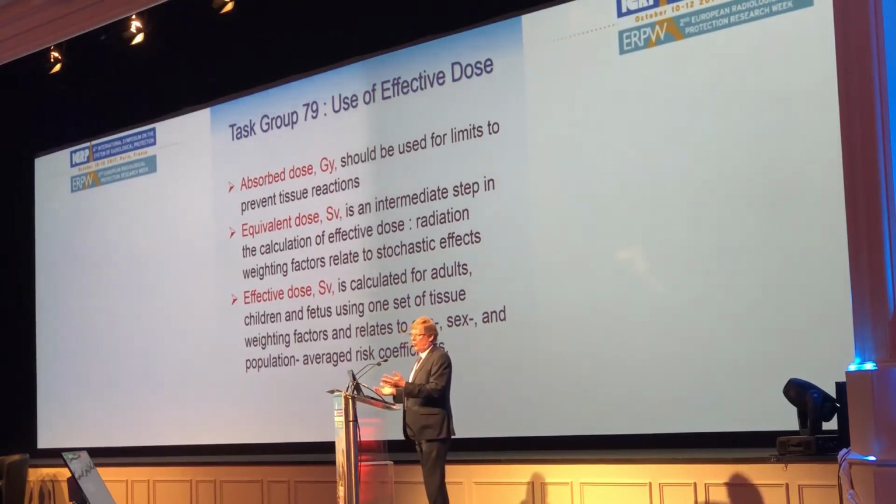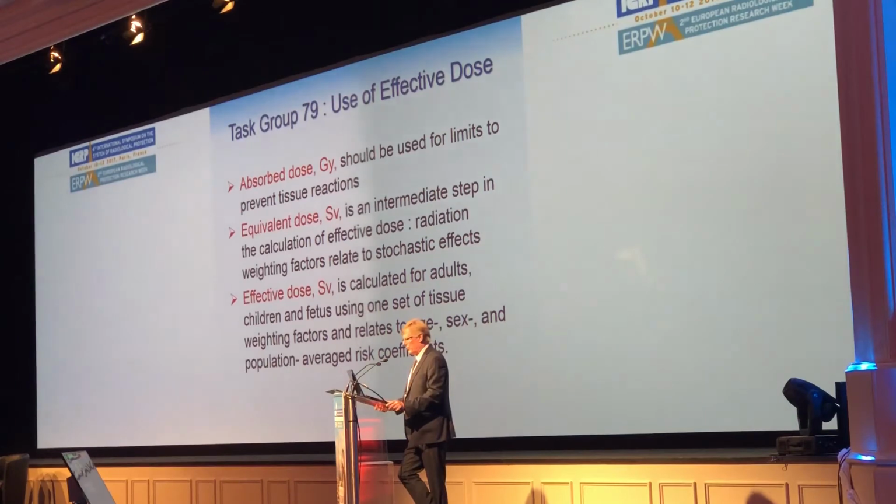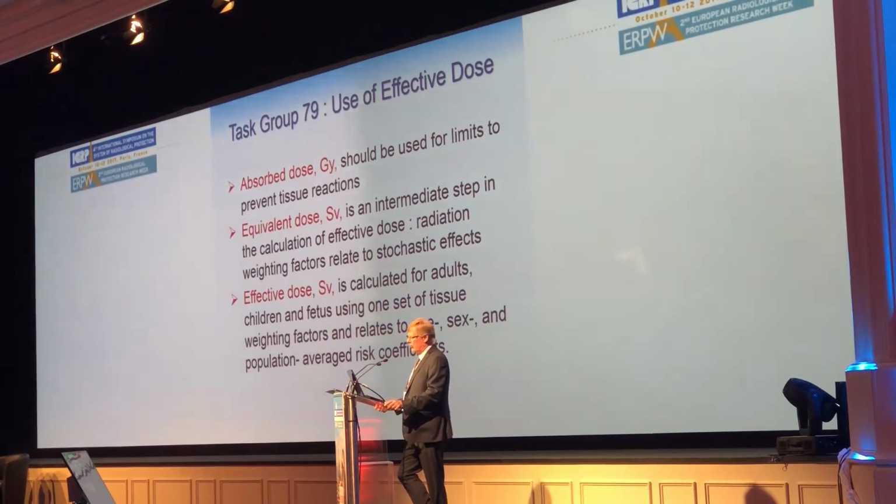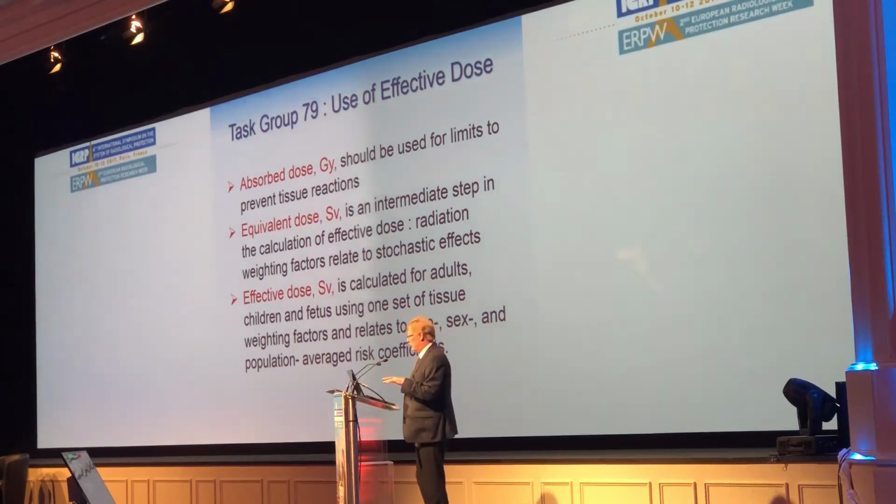So here are the quantities that we use in radiological protection. Absorbed dose as the starting point, equivalent dose to organs and tissues in sieverts, effective dose in sieverts. So what we're now saying is that absorbed dose in grey should be used to set limits to prevent tissue reactions, rather than what has been done, which is to use equivalent dose. And that is essentially because the radiation weighting factors used in the calculation of equivalent dose relate to stochastic effects. So equivalent dose, we're saying, should be seen as an intermediate step in the calculation of effective dose.